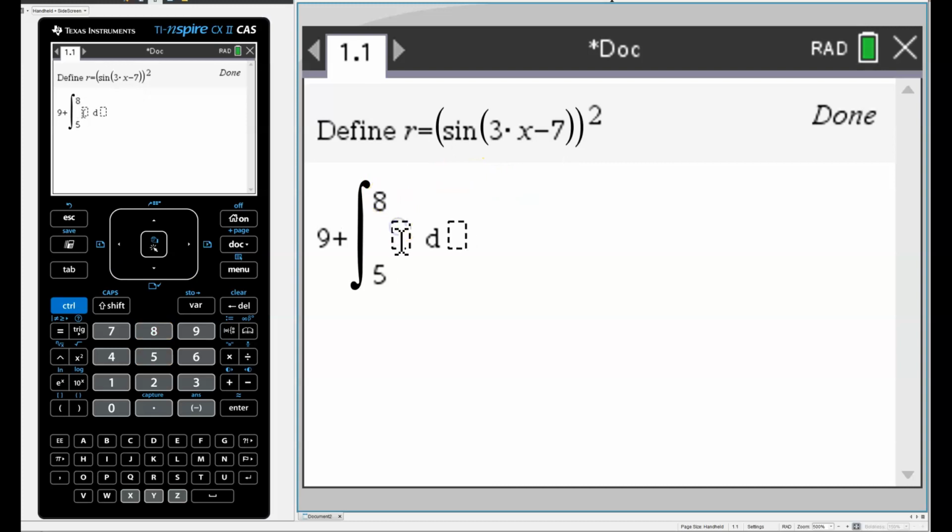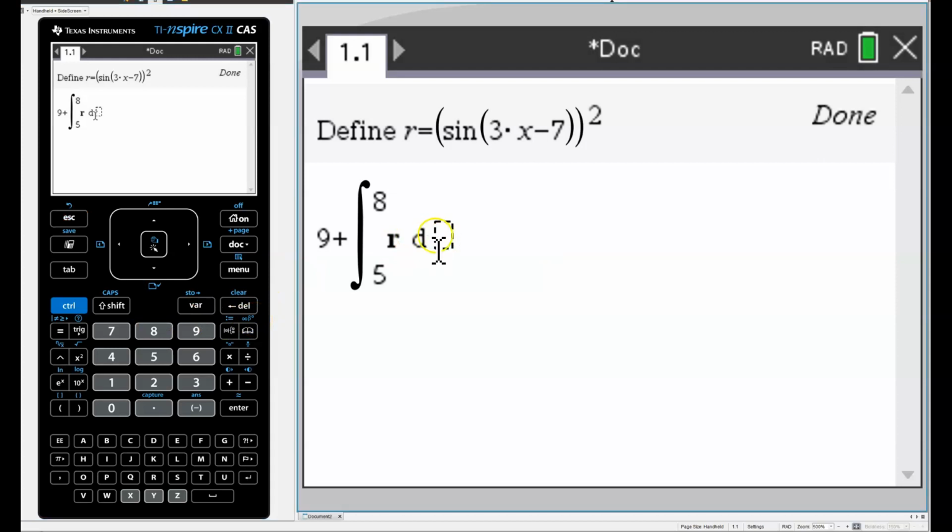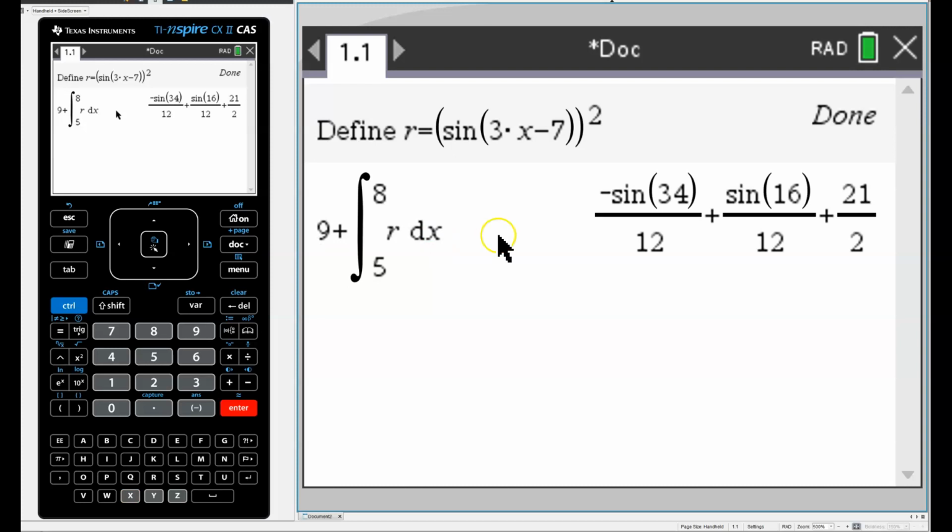Your function goes in the first field. I used R, so you could type the function in, or if you've defined it, you can enter it however you defined it. Again, if you forgot, right here underneath VAR, your stored functions will be there. If you've already graphed it, you don't have to define it, it's already there. And then it's asking what variable you're integrating with respect to. X. So I'll hit enter.